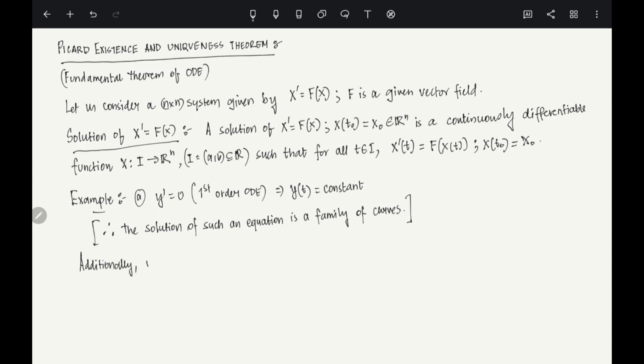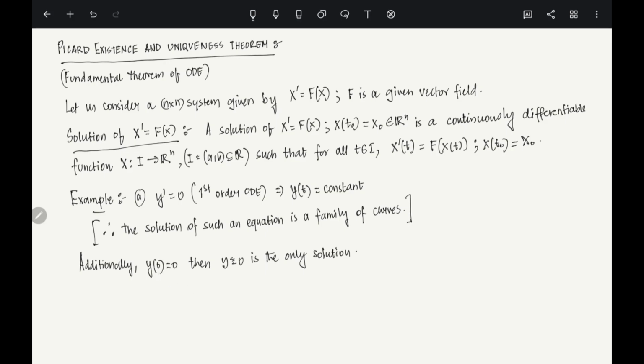Now additionally, let's say that y at the point 0 is 0. So I am specifying that at the point 0, y has to pass through 0. Then y identically equals 0 is the only solution. Once I put a specific point, saying that my curve has to pass through this point, so at t equals 0 it has to pass through 0, then the uniqueness is there.